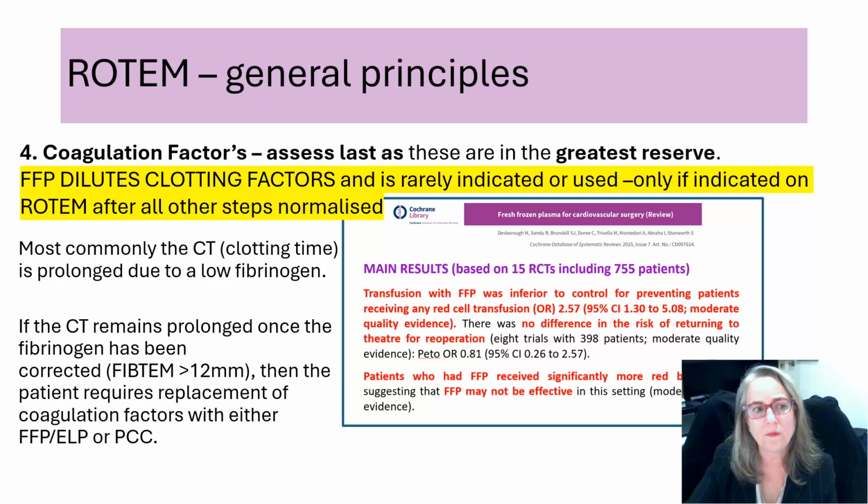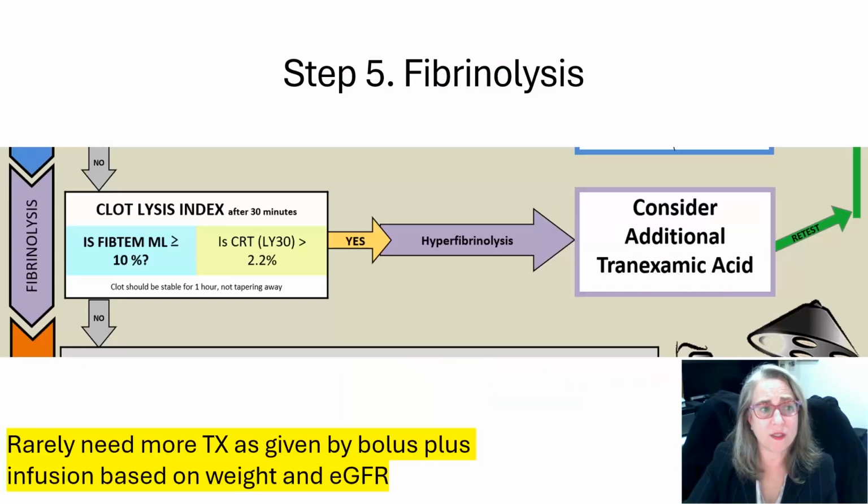So in general principles, coagulation factors are assessed last because they are in the greatest reserve. FFP dilutes clotting factors. It's very rarely indicated. And this is a Cochrane review from a long time ago. Essentially, the message is that if the clotting time remains prolonged once you fix the fibrinogen, then consider this. Don't go giving FFP early. It may even increase the risk of other complications.